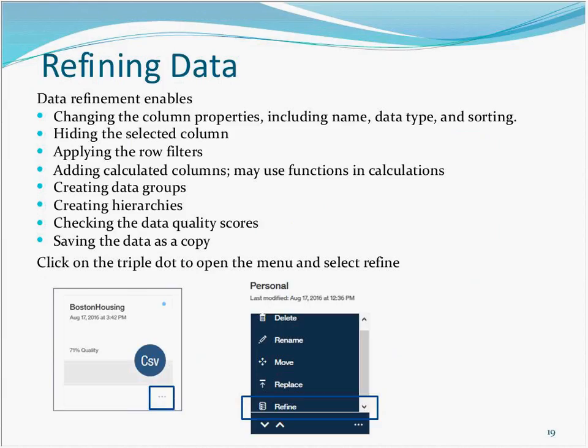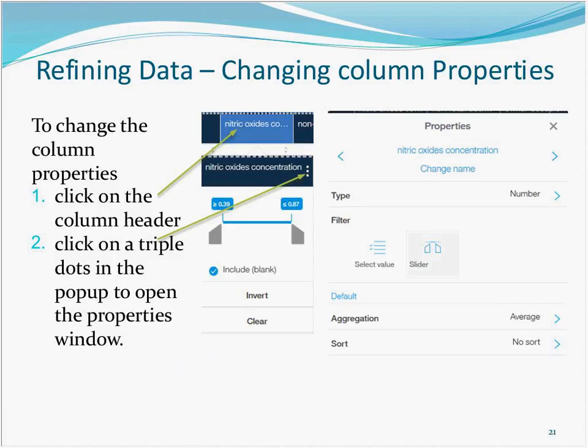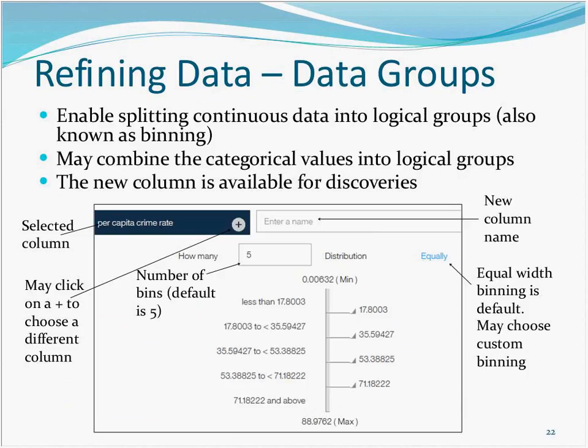Now here, this is basically the summary on how to refine data. It shows you how to change properties, and we went over it. And this is showing you creating the data groups, and you can also create the data group for categorical variables. You can combine the categorical values into groups as well.